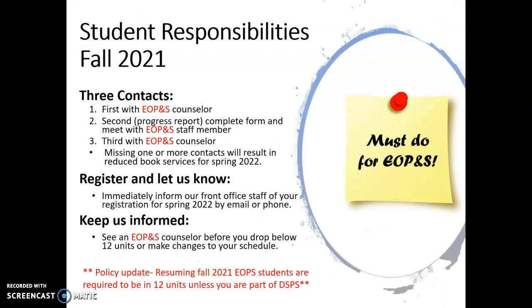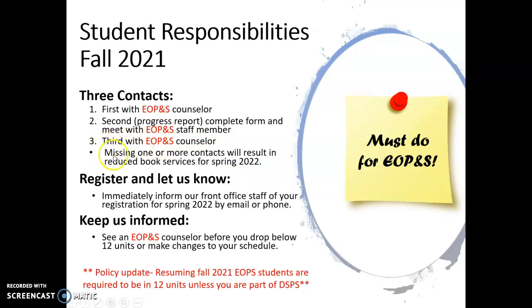Your responsibilities, I mentioned 3 contacts, 1, 2, 3. First contact, beginning part of the semester. Second contact, right in the middle of the semester. Third contact, towards the end of the semester. So your first contact is with the EOPS counselor. Your second one is a progress report, which happens with the EOPS staff member. And your third one is specifically with the EOPS counselor.